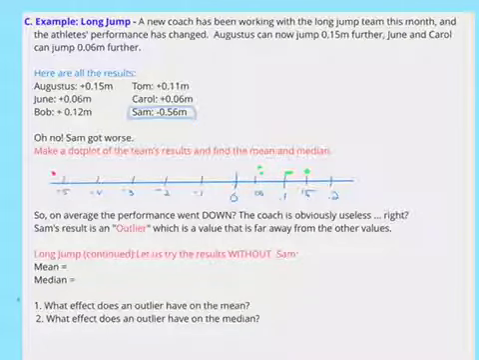I changed colors on us here. All right, so from this dot plot we can see a couple of things. We can see that we have a mode here because we have two dots that are stacked. I'm going to say that my mode is at 0.06 meters. I want to calculate my median and my mean.